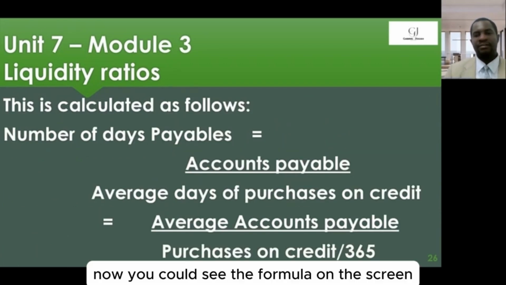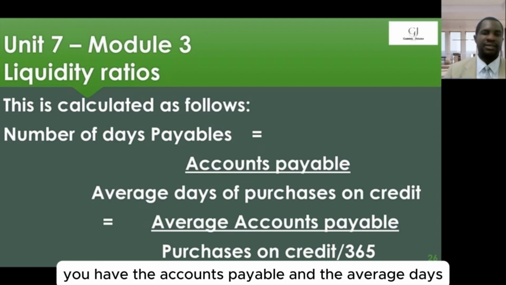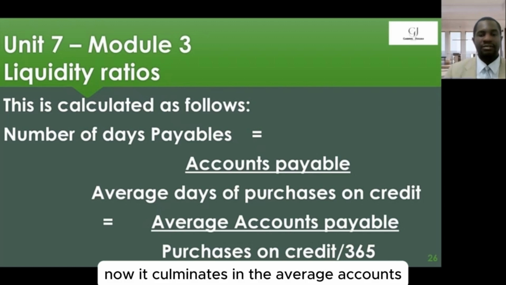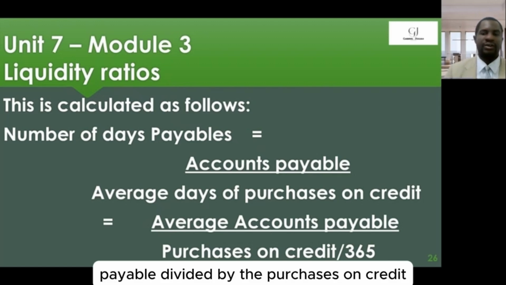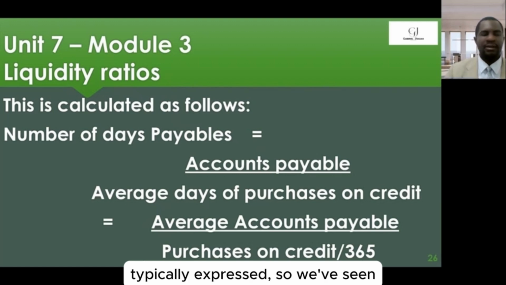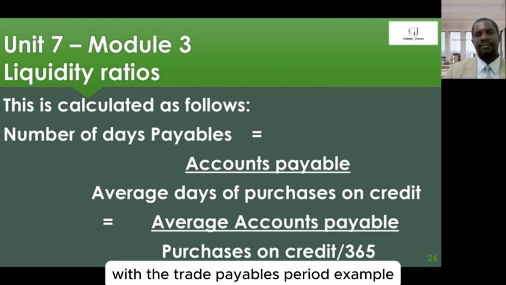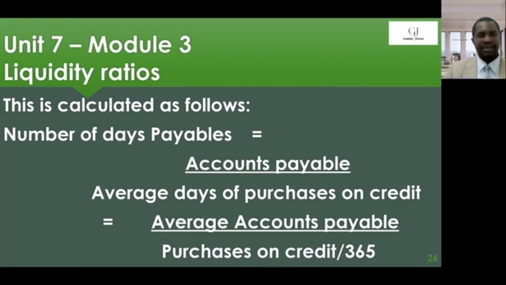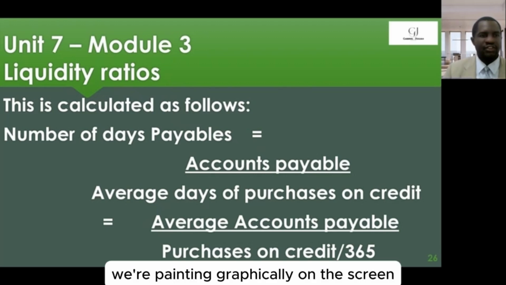Now you can see the formula on the screen. You have the accounts payable and the average days of purchases on credit. Now it culminates in the average accounts payable divided by the purchases on credit times 365 days, which is a year typically expressed. So we've seen the trade payables period example and the calculation we made with this scenario, painted graphically on the screen.